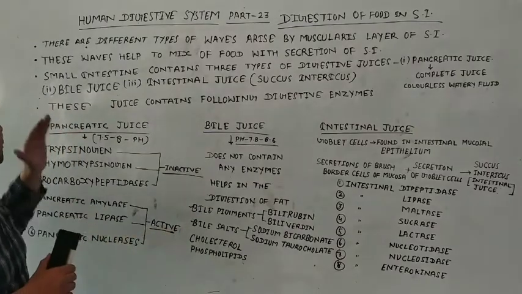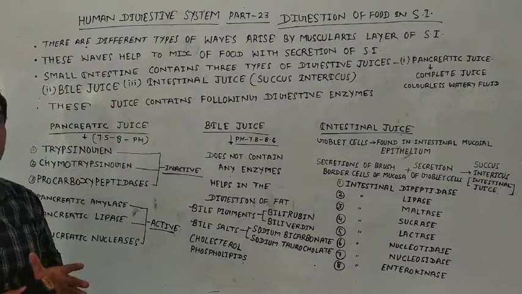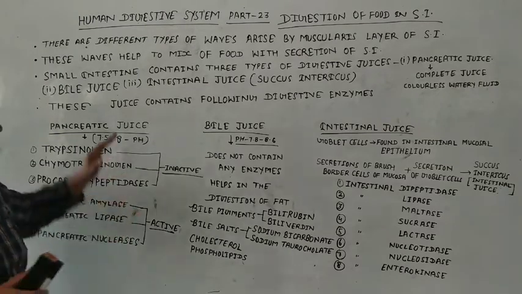Come to the next type of juice, which is known as bile juice. And you know very well that the liver secretes this type of juice.